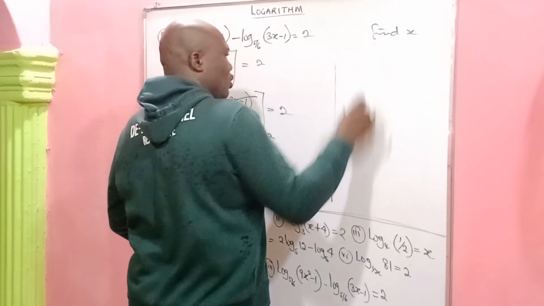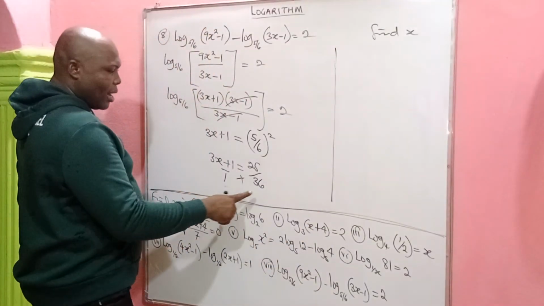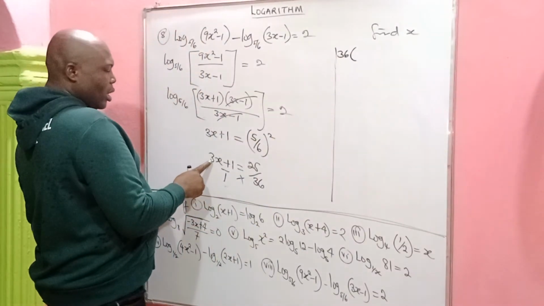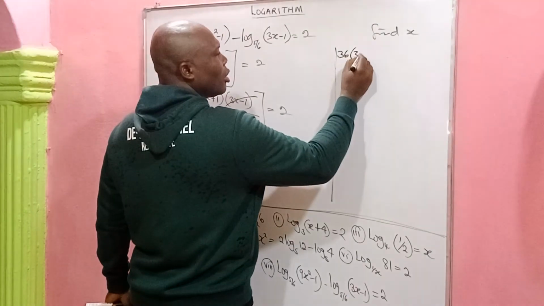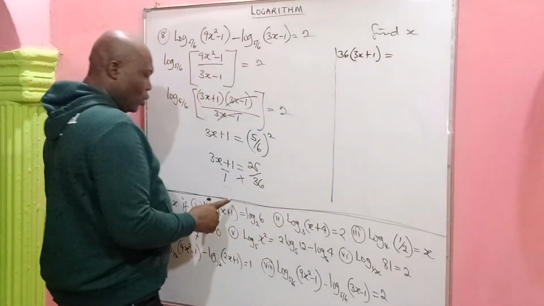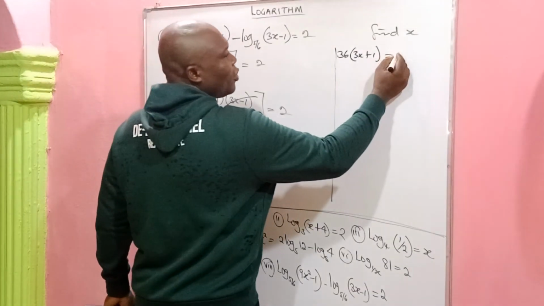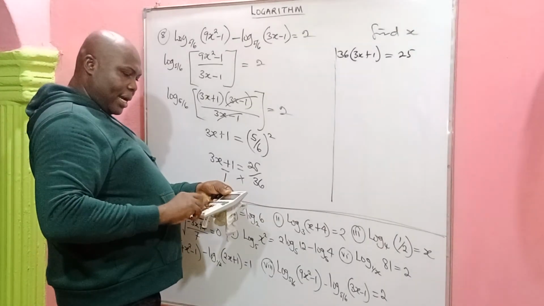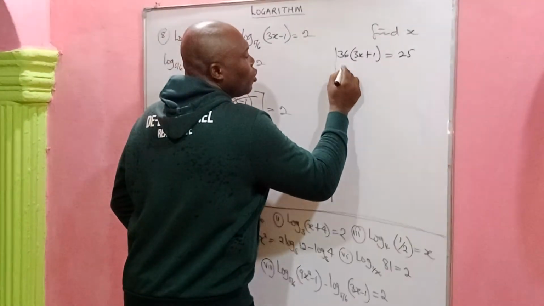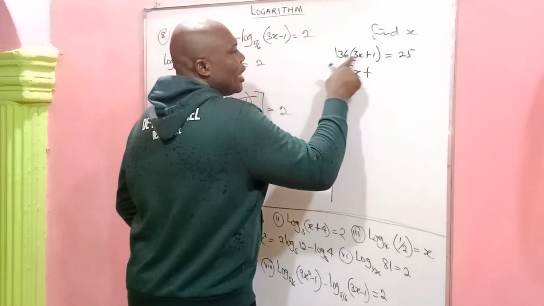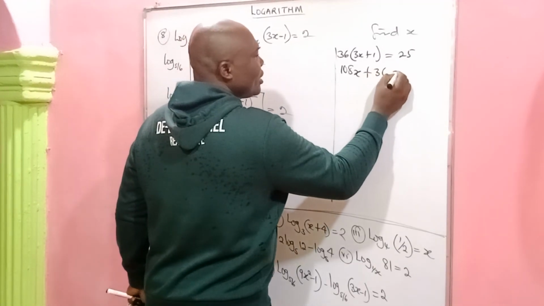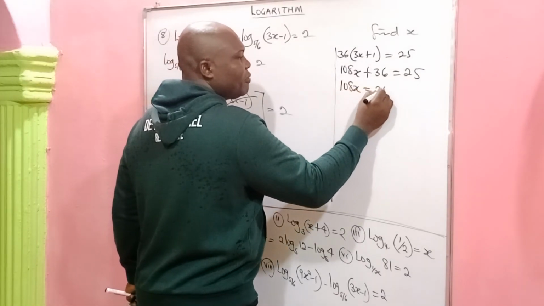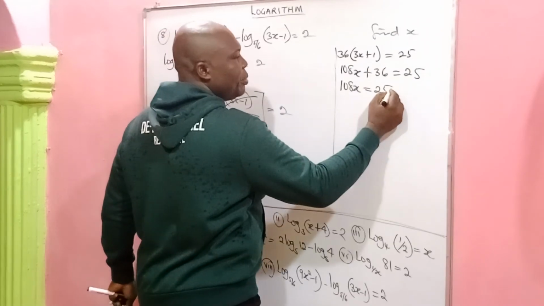So let's try that here. Let's complete that version. So we're going to have 36 times in the whole of this, 36 times in 3x plus 1, is equal to 1 times in 25, which is 25. So 36 times 3x, 36 times 3 will give us 108x, plus 36 times 1, 36, is equal to 25. So 108x will be equal to 25. 36 crosses to be minus 36.